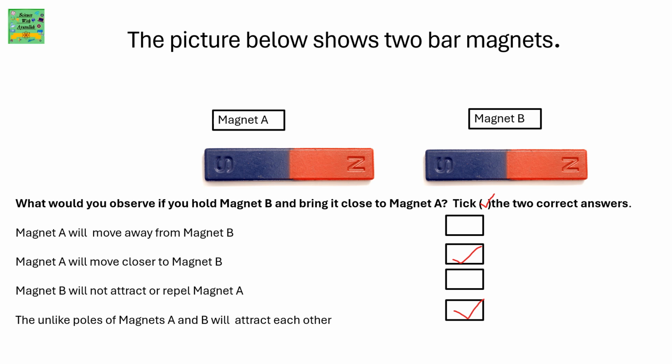The picture below shows two bar magnets, magnet A and magnet B. What would you observe if you hold magnet B and bring it close to magnet A? Tick the correct answers. Magnet A will move away from magnet B. Magnet A will move closer to magnet B. It's the correct answer. Magnet B will not attract or repel magnet A. The unlike poles of magnet A and B will attract each other. This is also a correct answer.